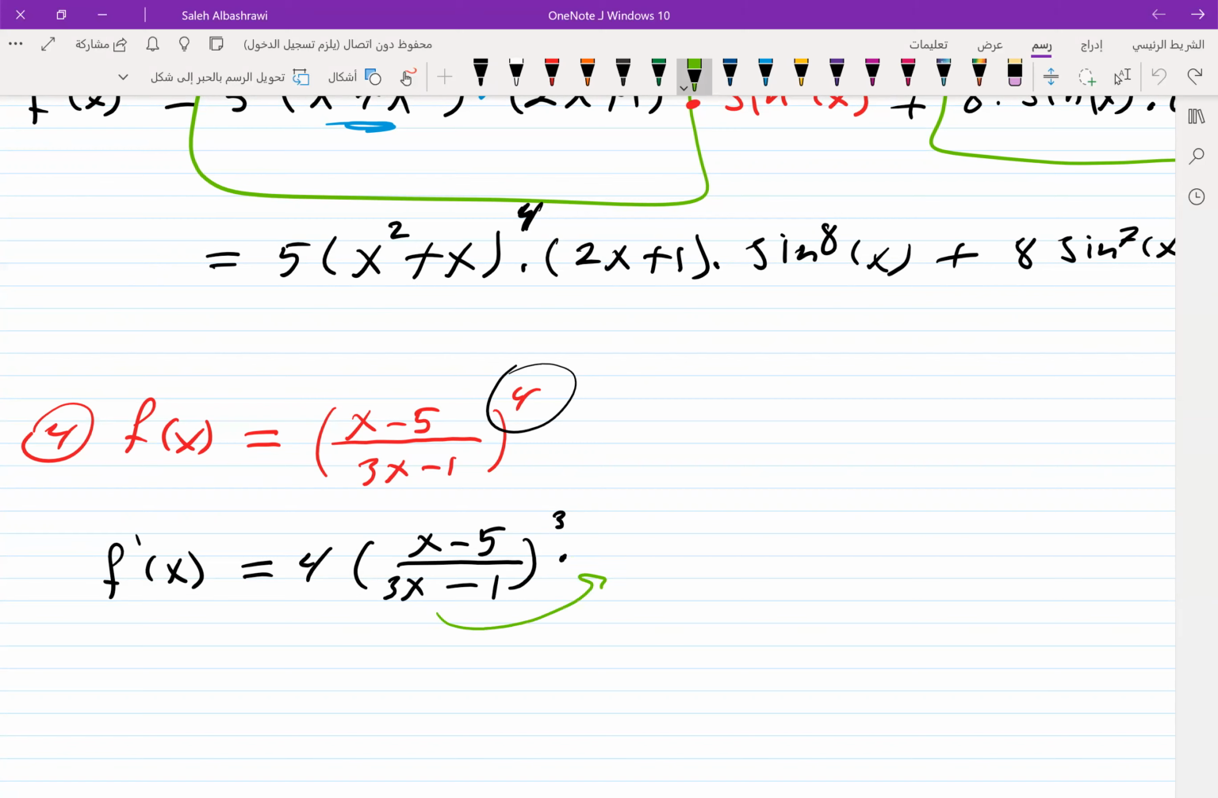But this is the quotient rule. So I'm going to apply the quotient rule to find the derivative of the function inside the power. And the quotient rule, as you know, is f prime g minus g prime f, divided by g squared. This is the quotient rule.